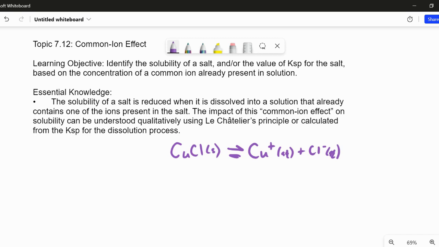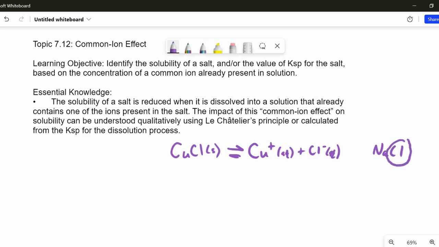However, if we take the same copper chloride compound and place it in a solution that already contains copper ions or already contains chloride ions, then the copper chloride will not dissolve as much because there is a common ion already present in the solution. So less of the copper chloride would actually be broken apart because of the presence of an ion already present. For instance, if we already had some NaCl in the water, NaCl has the common ion chloride.